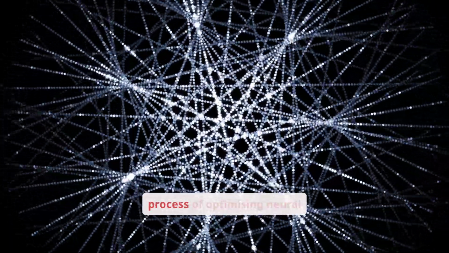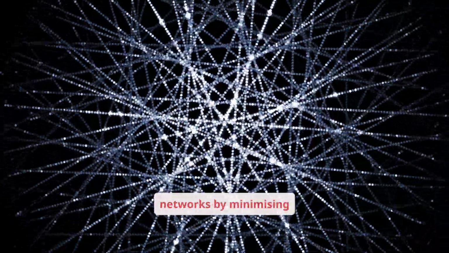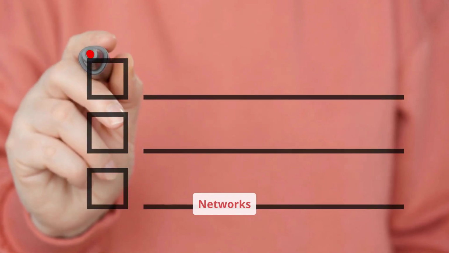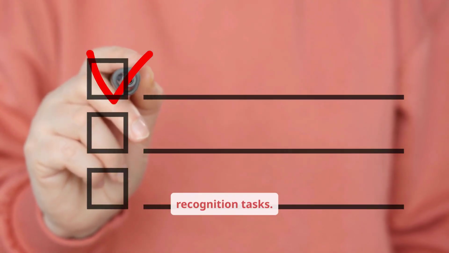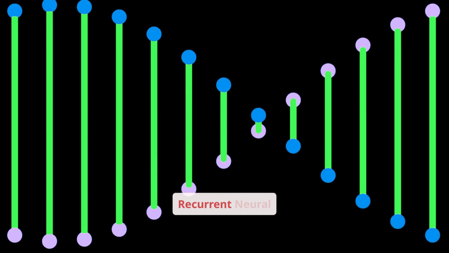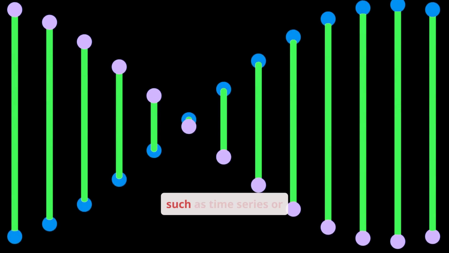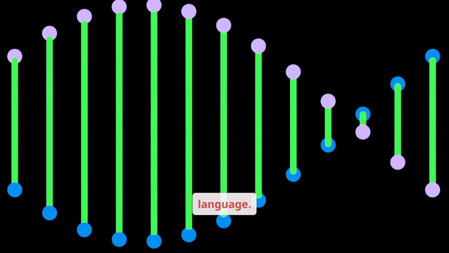Backpropagation, the process of optimizing neural networks by minimizing error. Convolutional neural networks, CNNs, used for image recognition tasks. Recurrent neural networks, RNNs, ideal for sequence data such as time series or language.